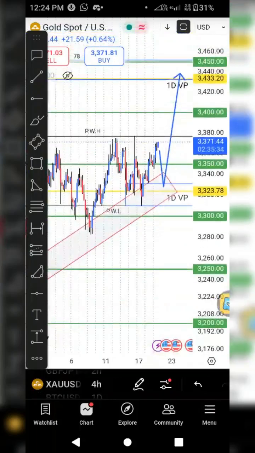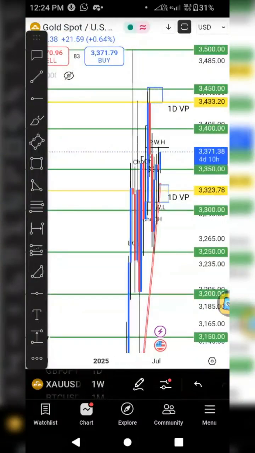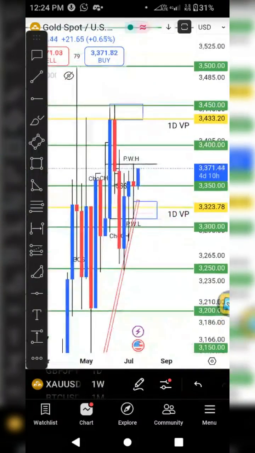So for gold, we have a buy bias as well. We'll go to the weekly time frame to update the weekly previous week high and previous week low, and the market is getting close to the previous week what?